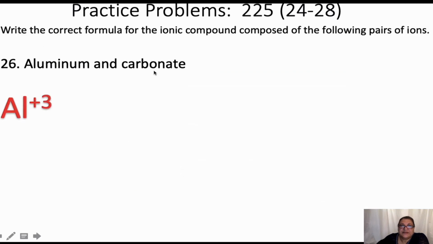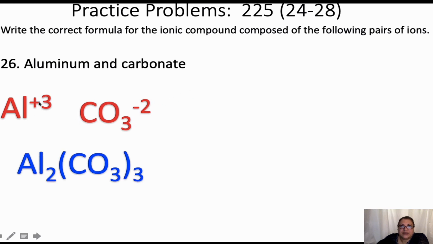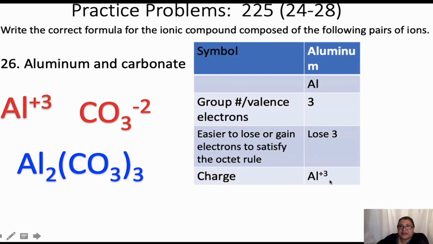Aluminum, positive 3. Carbonate is CO3 negative 2. And we do the crisscross, but for the polyatomic we have to put parentheses, and that 3 goes right outside that parentheses. And that's how we got the positive 3 for aluminum. It has 3 valence electrons, easier to lose 3, becomes positive 3.